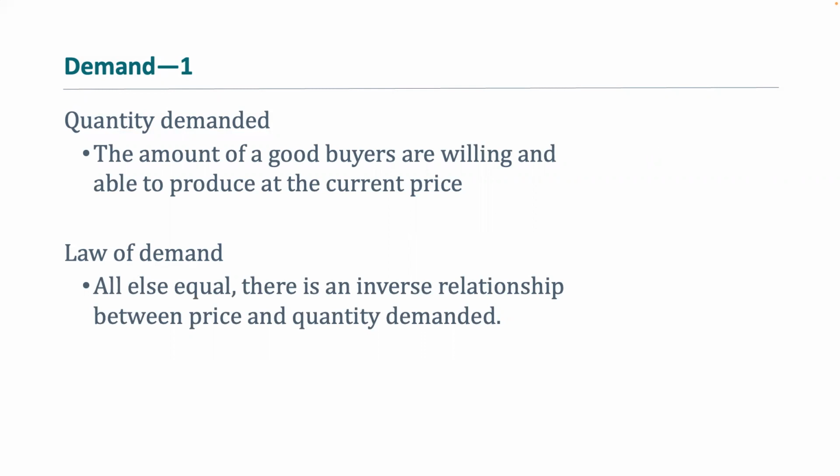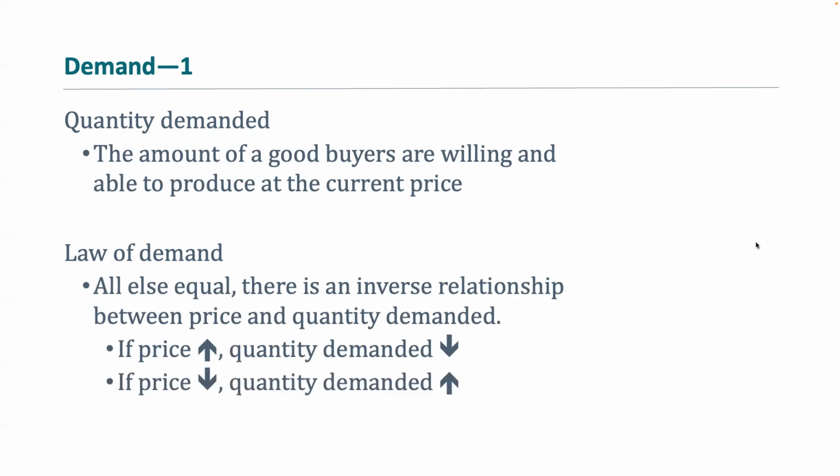and quantity demanded. So keep in mind that quantity demanded, or QD, is going to be an amount, so it's going to be a number. Every price has a quantity demanded associated with it. And that inverse relationship just means that if price goes up, then the quantity demanded will decrease. And that if price goes down, typically the quantity demanded will increase.